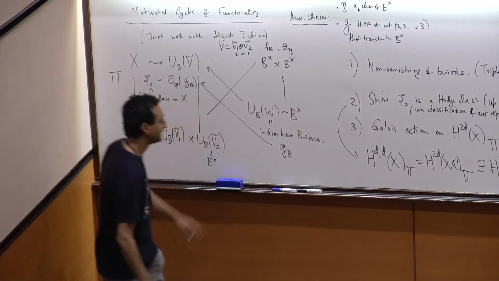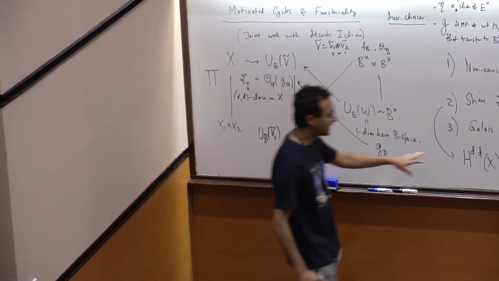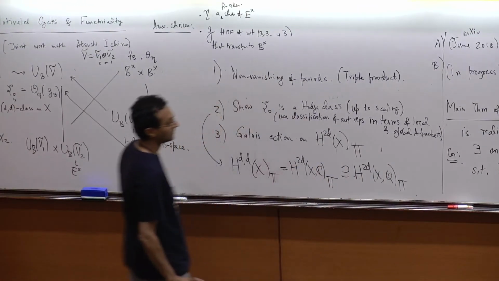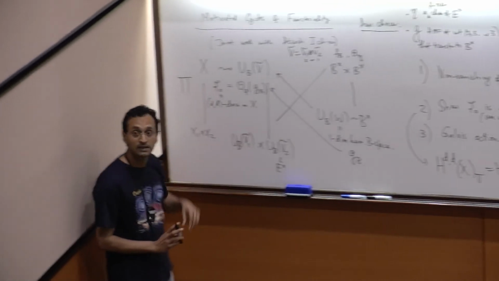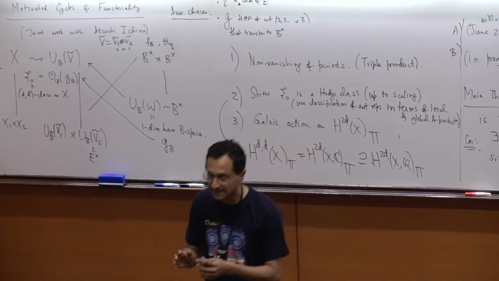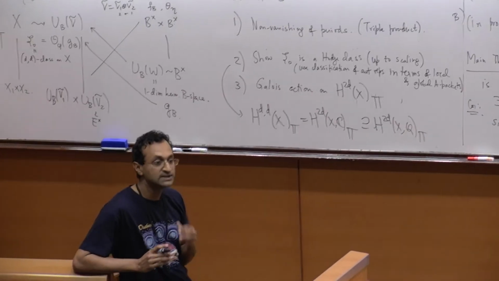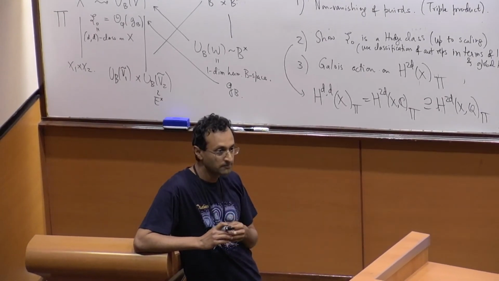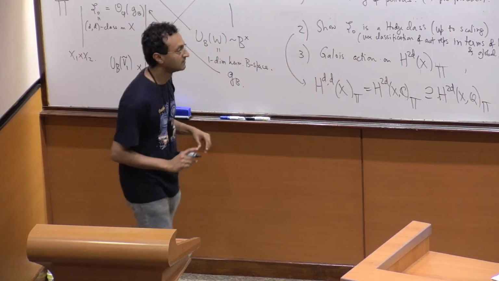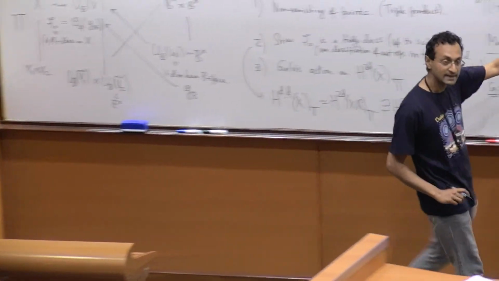So that's that, and then finally the last step is to understand what the Galois action on this H^2D is, and you want to prove that that's Tate. Okay? All right, so that's a brief summary of the first theorem. The first theorem was just that this is represented by a Hodge-Tate cycle. Okay? All right, now I want to say how we upgrade this to this notion of motivated cycles.